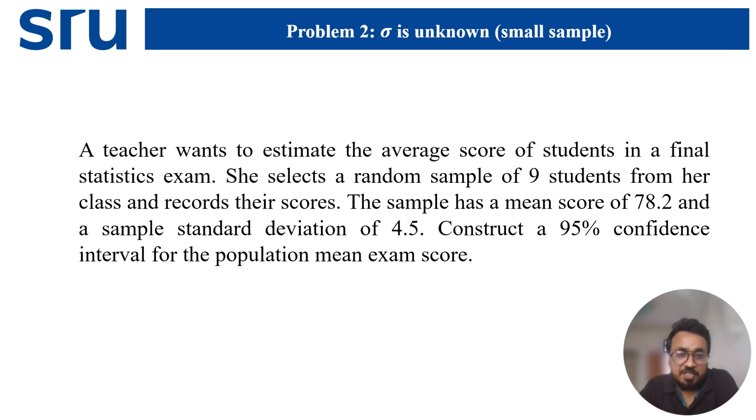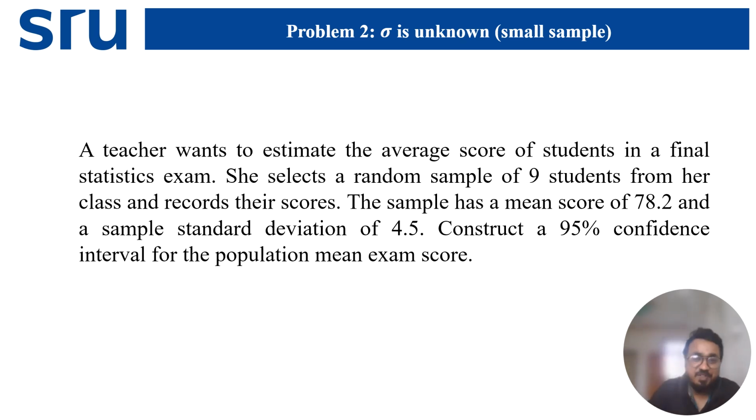A teacher wants to estimate the average score of students in a final statistics exam. She selects a random sample of 9 students from her class and records their scores. The sample has a mean score of 78.2 and a sample standard deviation of 4.5. Then in this question, construct a 95% confidence interval for the population mean exam score.